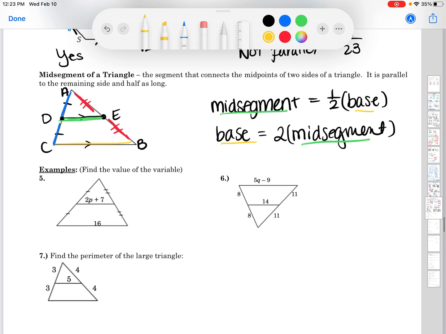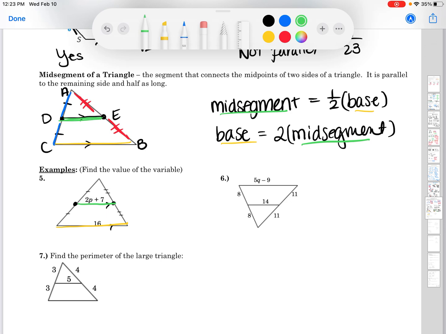So let's find these values using these rules. Now I know I can use this rule because I'm seeing these tick marks here, and that makes this and this the midpoint, which means these are parallel, and that one is half as big as the other. So I have my mid-segment up here, I have my base down here. My mid-segment is equal to half of my base, or my base is equal to 2 times the mid-segment. Either equation, totally up to you.